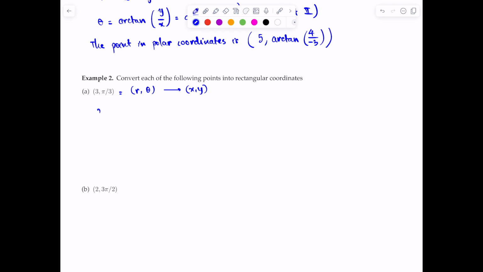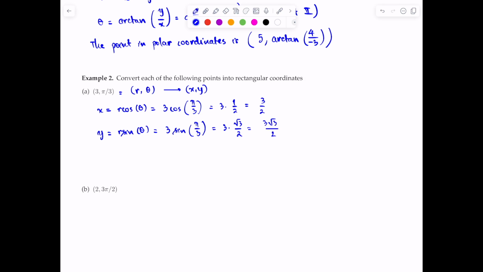So to find the x value, you do x equal to r times cosine of theta, where r is equal to 3 and theta is pi over 3. So 3 times 1/2, since pi over 3 is 60 degrees, and cosine of 60 degrees is 1/2. So this is equal to 3/2. Then for the y value, y equals r times sine of theta, or 3 times sine of pi over 3. Sine of pi over 3 is equal to root 3 over 2, so this is 3 times root 3 over 2. So we just converted the point 3 comma pi over 3 from polar coordinates to rectangular coordinates. You conclude that the point in rectangular coordinates is 3/2 comma 3 times root 3 over 2.